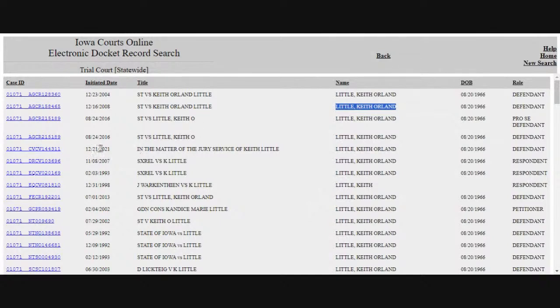12/21/2021, in the matter of the jury service of Keith Little, this is the new one that I didn't know about because it came about within this last 7 years, and I've never had any contact. I've had no communication through an identification of any sort with these particular people. So when we click on this case, it says, in the matter of the jury service of Keith Little.